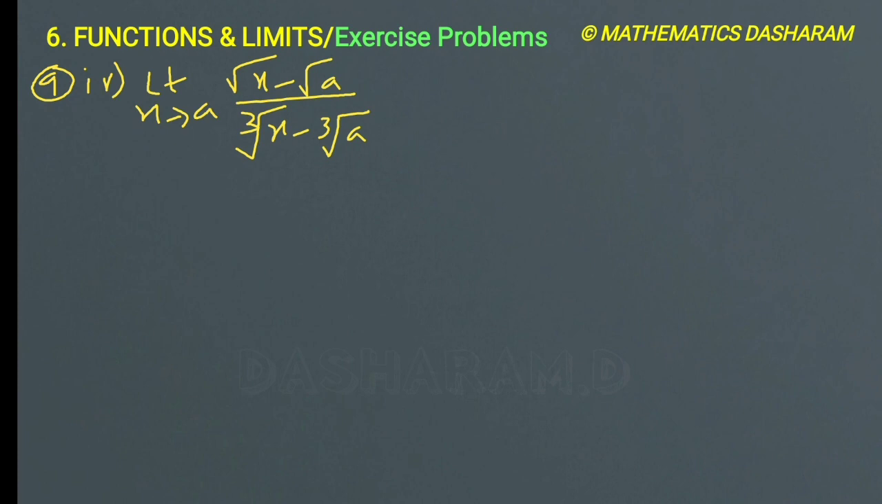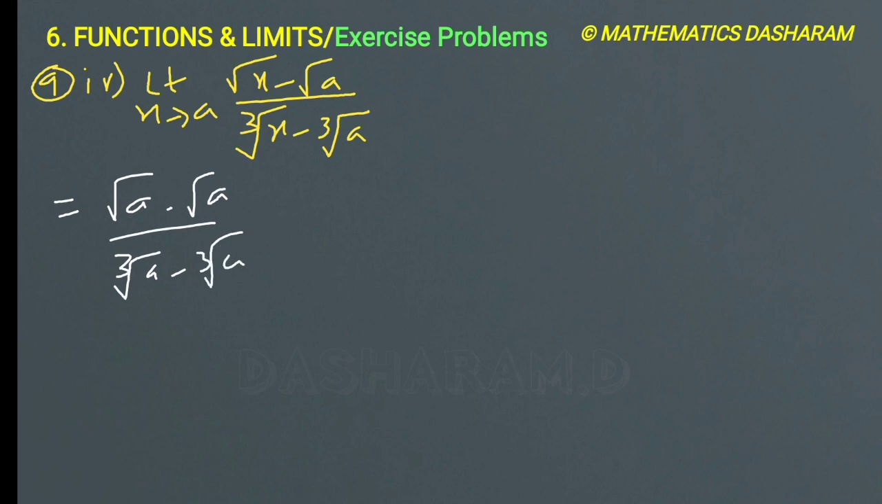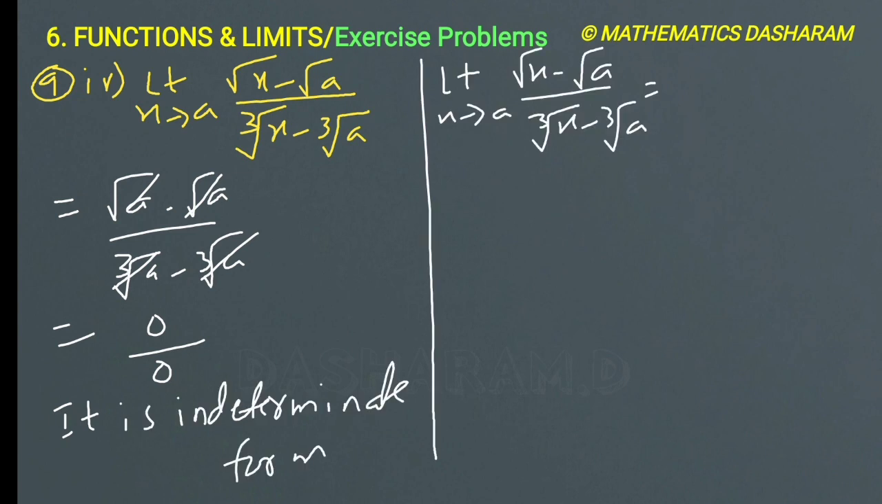Next, fourth problem, limit x tends to a, square root of x minus square root of a divided by cubic root of x minus cubic root of a. Substitute x equals a, so root a minus root a divided by cubic root of a minus cubic root of a. Root a minus root a cancel, 0. Cubic root of a cancel, 0. So we got indeterminate form. Now let's write the numerator and denominator in the exponential form. So x to the power of 1 by 2 minus a to the power of 1 by 2.